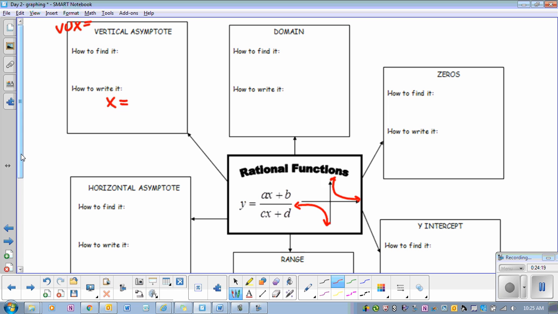So now, how do I find it? Well, you take your denominator, everything on the bottom of your fraction, set it equal to 0, and then solve. Usually solve for x, right? Here's another big hint for you. In the calculator, in your table, this is where your error is. So remember how in our y equals 1 over x, my error was at x equals 0? That's my vertical asymptote.